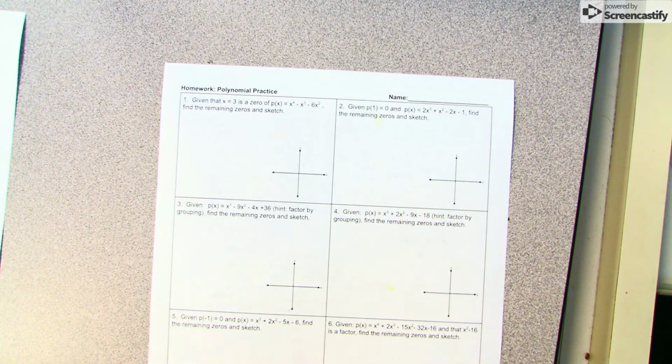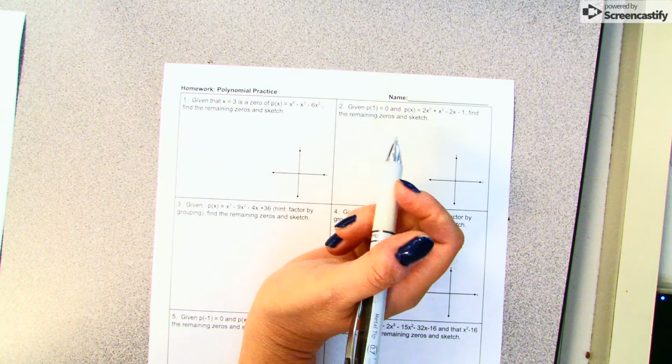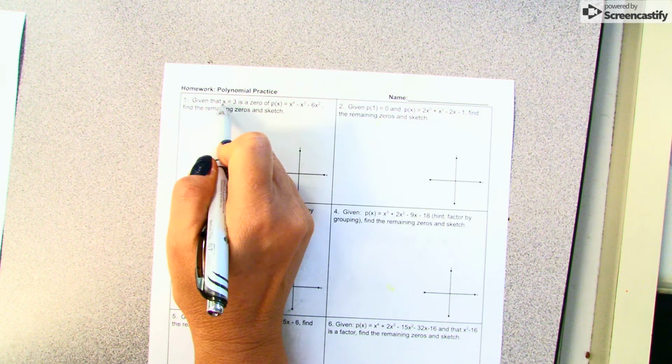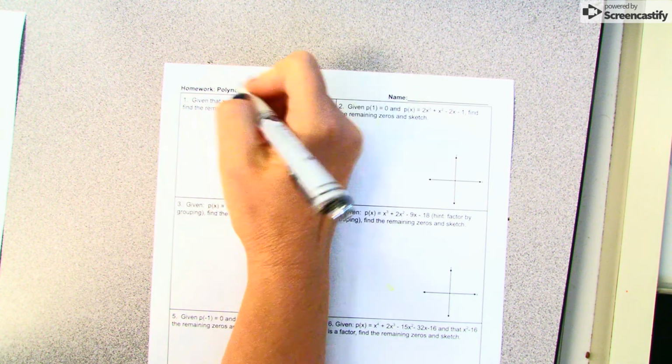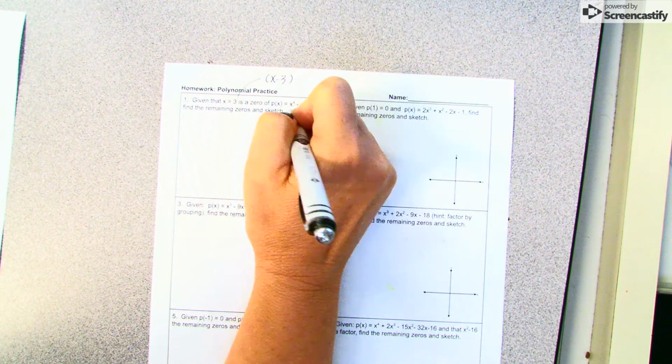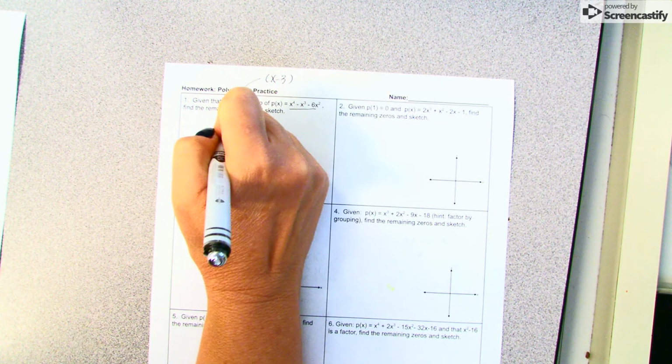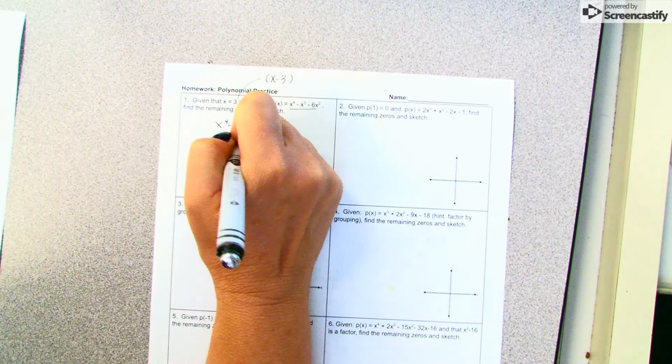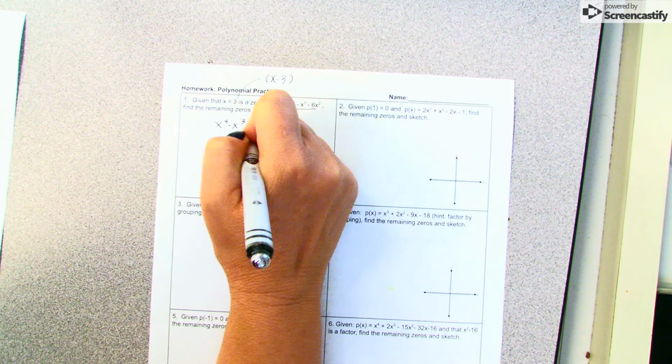All right, I'm going to give you a little bit of help on your homework and just help you set up some of these. So this problem tells you that x equals 3 is a 0. So that gets changed to x minus 3 when you divide, and you're going to divide it into this. So just helping you set up to make sure you know what you're doing here.